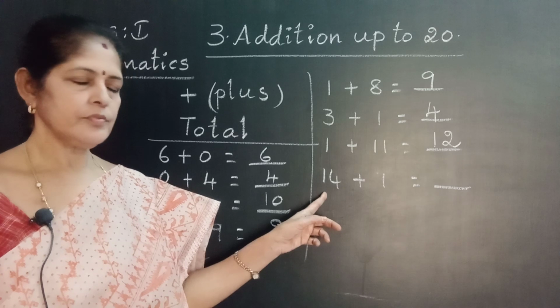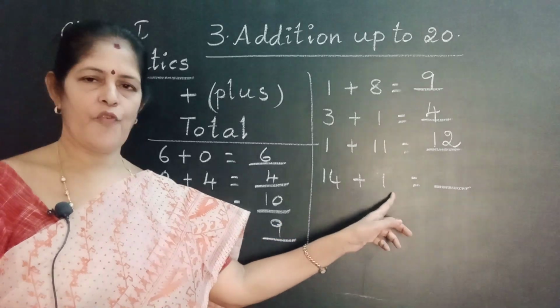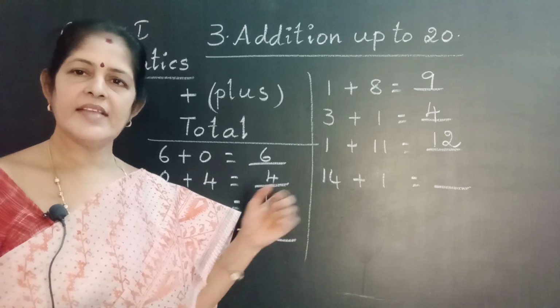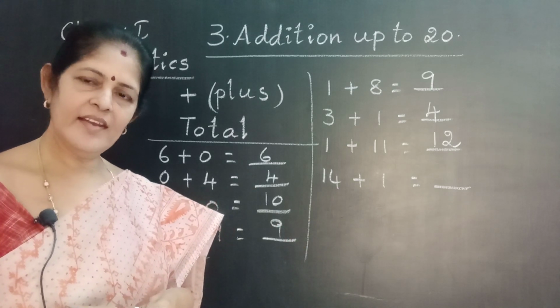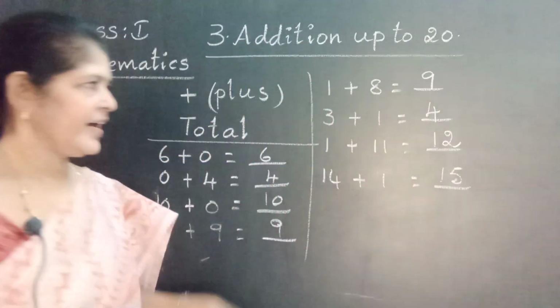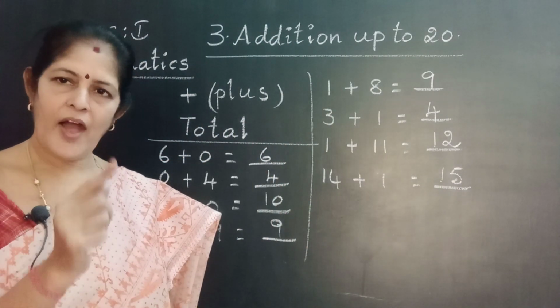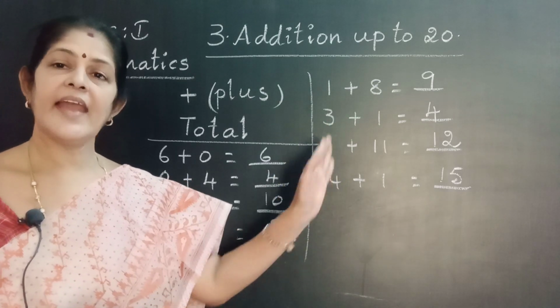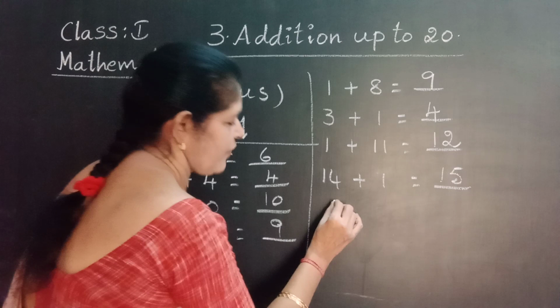Next one. 14 plus 1. Here add 1 to 14. That means what comes after 14? 15. Very good. This is the rule in the addition. When we add 1 to a number, we get the next number. Let us see this one.